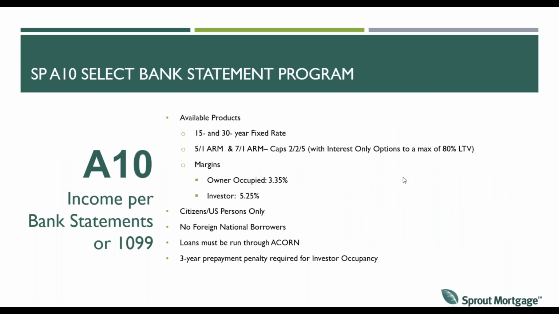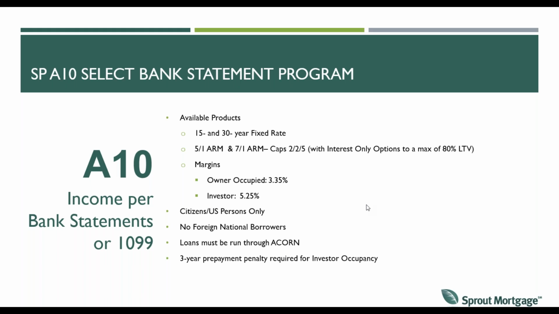So let's get into your bank statement program. Bank statements are 1099. It's a 15 and a 30 or 6, but you also have the option to use our adjustables and the interest only. Okay, here's your margins. It's for U.S. citizens only. We do not do foreign nationals on here. Please run through Acorn if you have that availability. It just makes it quicker for you. And if you don't have Acorn, please reach out to your account executive to get that set up into your system. You can do all the occupancy types.